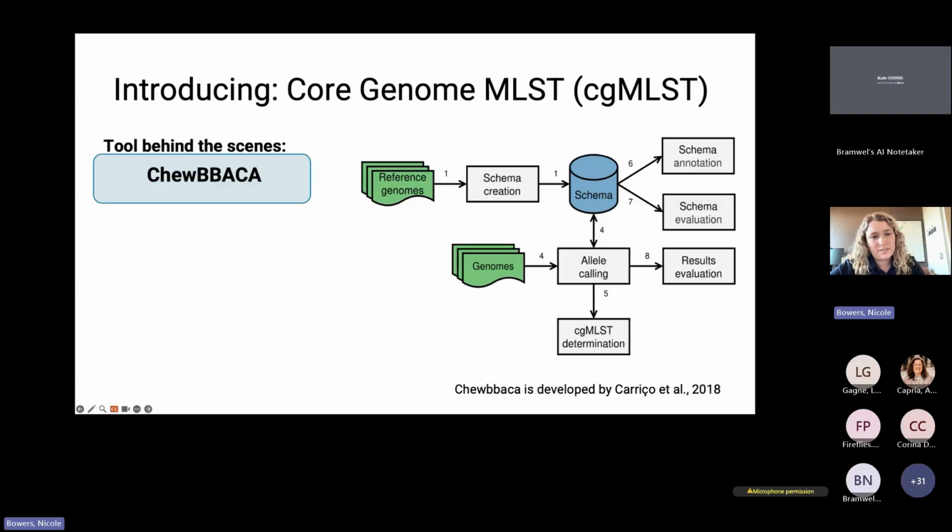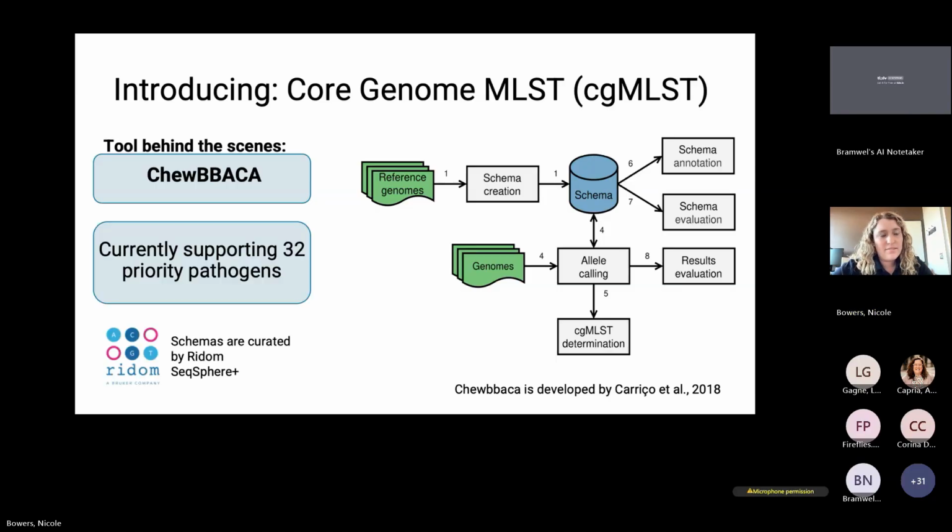Then when you pass your genomes, it performs what's called allele calling, similar to a classification exercise, to identify what genes you have. Right now, we're supporting 32 priority pathogens, and our schemas are curated by Ridom.